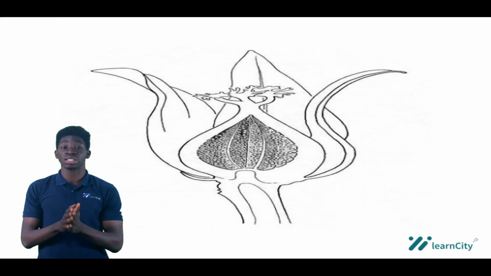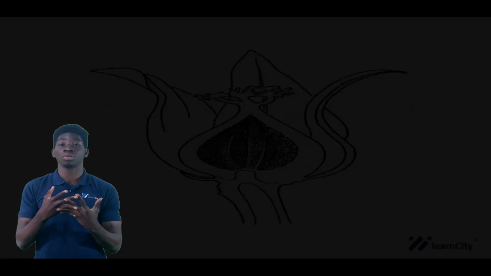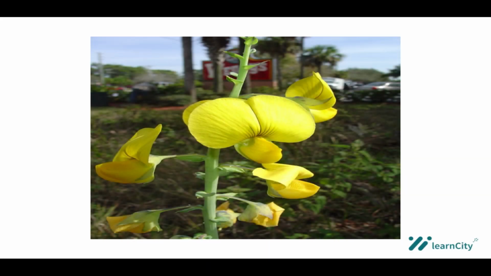Each of the flowers is bisexual and shaped like a butterfly, and that's typical of plants found in the bean family. The flower is a complete flower and it is also zygomorphic. We talked about complete flowers in one of our previous videos, where we talked about flowers having all the walls present. So it has all these walls present, and we said it is zygomorphic, and that means it is bilaterally symmetrical.